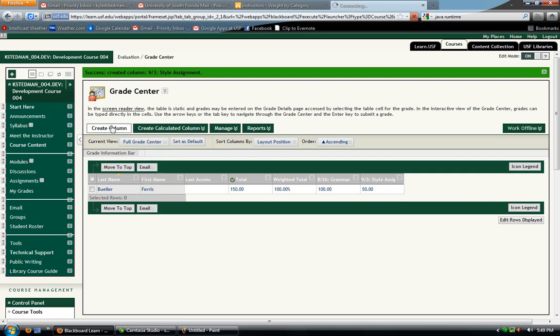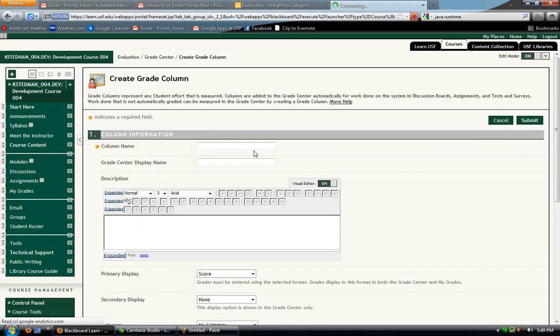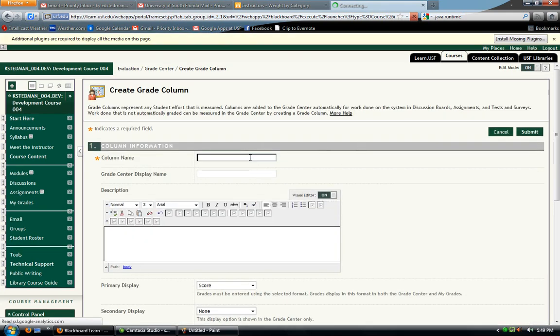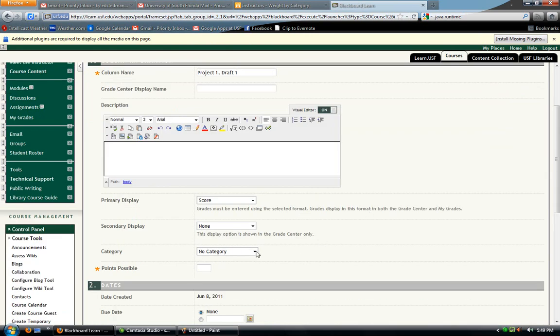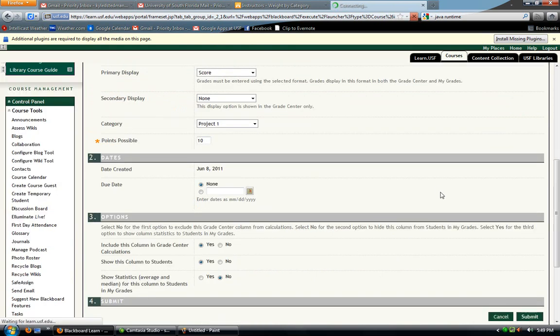Let's go ahead and play around with adding something in a different category and see how this complicates things, right? Let's make another column for, let's say we're getting to the projects. Let's say I want to add project 1, draft 1. I'm going to put it in my project 1 category. Let's say it's only the first draft. I'm not going to make it very important. I'll give it a 10-point grade.